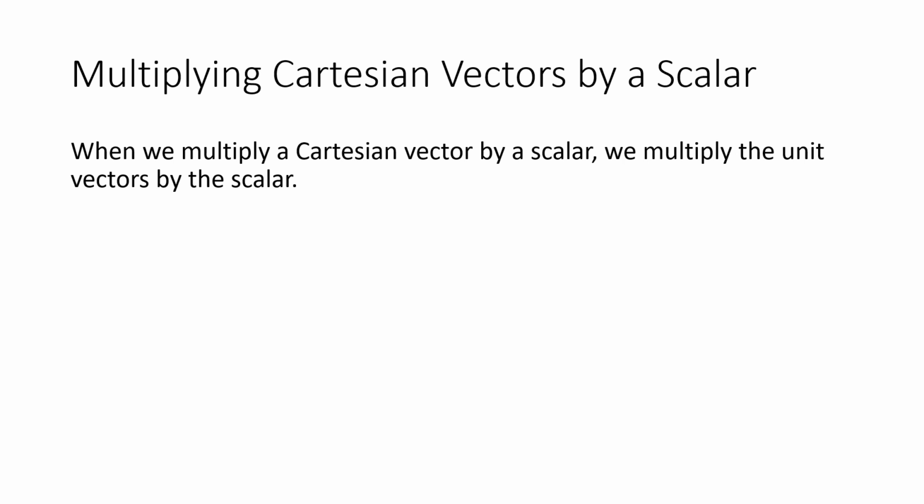All right, next up, multiplying Cartesian vectors by a scalar. In this case, when we multiply a Cartesian vector by a scalar, we just multiply the unit vectors by the scalar. So the change in x and the change in y, we just multiply by the scalar, and that'll give us the resultant. Right? So if we have a number k multiplied by the vector u, we just distribute: k times u1 and k times u2.